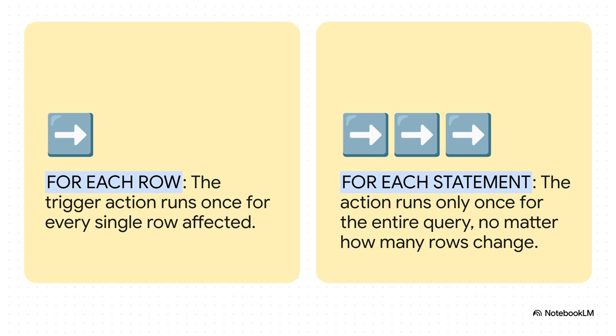You also have to pick how often it fires, the granularity. For each row is what you'll use most of the time. It's exactly what it sounds like. Update 100 rows, the trigger fires 100 times, once for each and every row. For each statement is different. It only fires once for the whole command, no matter how many rows were touched. You'd use this for a broader rule, like, hey, you can't delete more than 50 rows at a time.